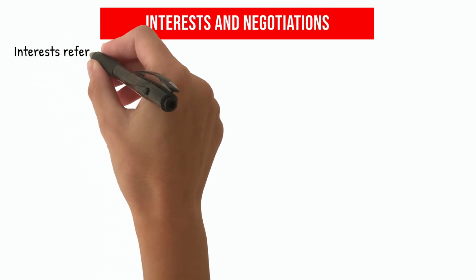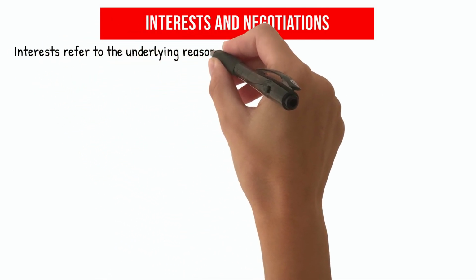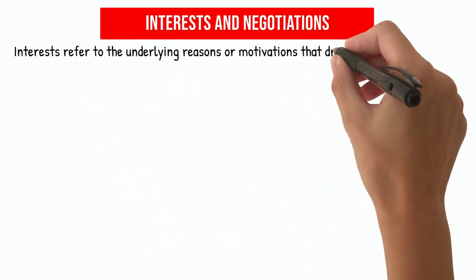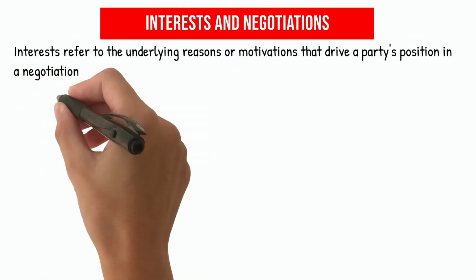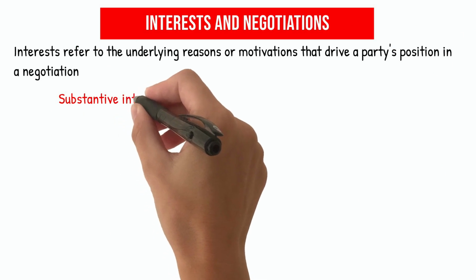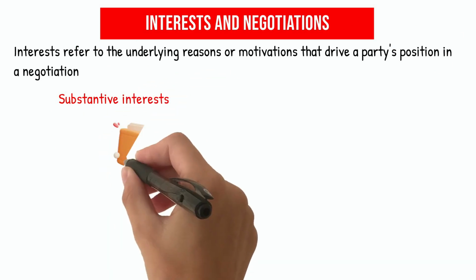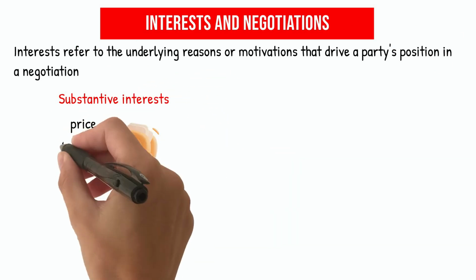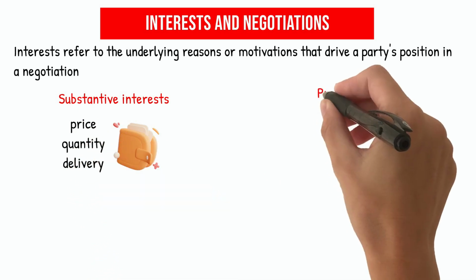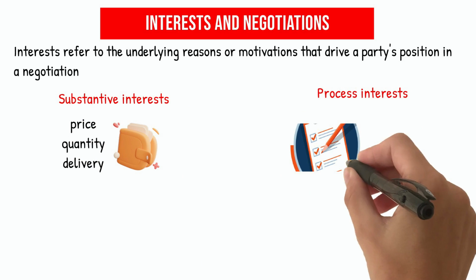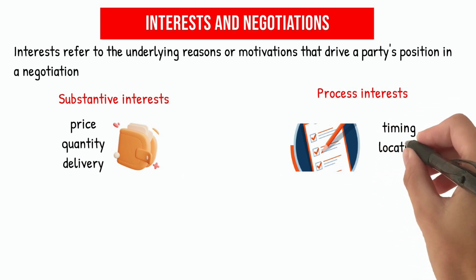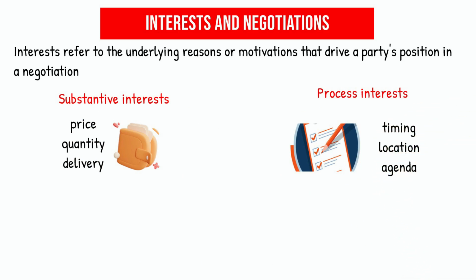Interests refer to the underlying reasons or motivations that drive a party's position in a negotiation. The 4 types of interests are: substantive interests. These are the real negotiated issues, such as price, quantity, delivery, etc. Process interests. These are the procedural issues that affect how the negotiation takes place, such as timing, location, agenda, etc.